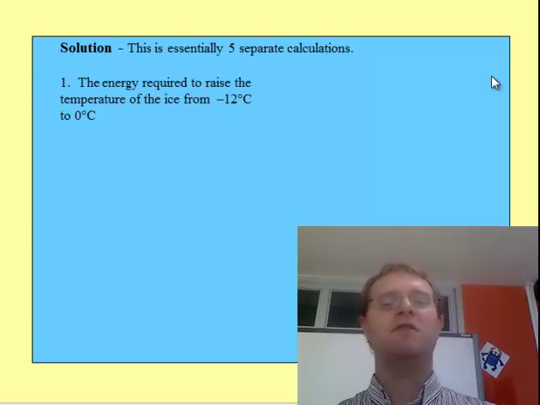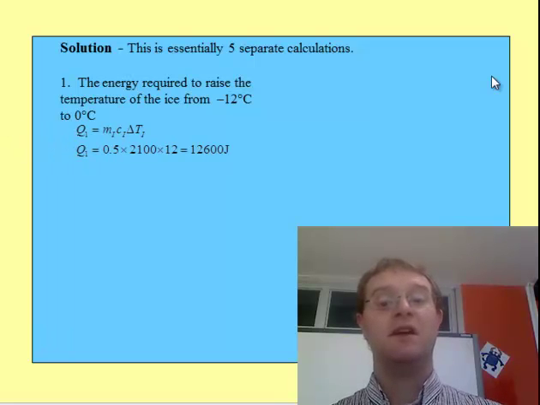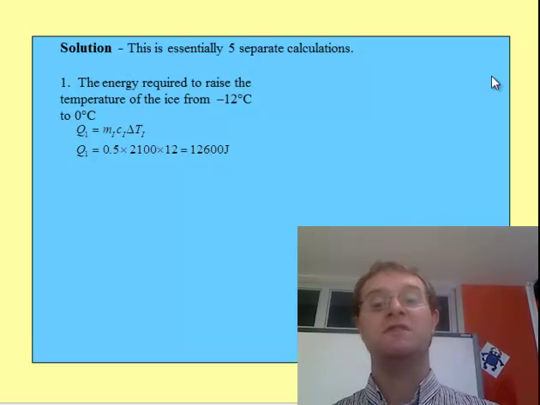The first section is the energy required to raise the temperature from minus 12 degrees to 0 degrees. Here we're just considering the specific heat capacity of ice. So here we've got 0.5, which is the mass, times 2,100 times 12, and that gives us a value for the amount of energy required just to heat up the ice from minus 12 to 0 degrees.